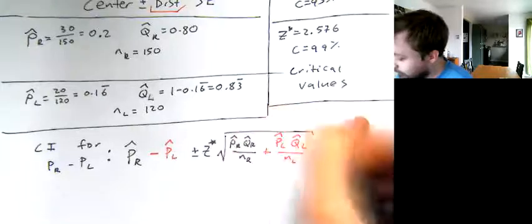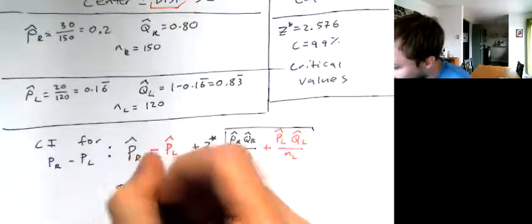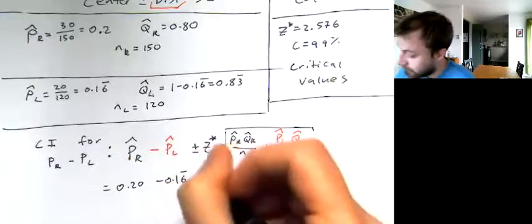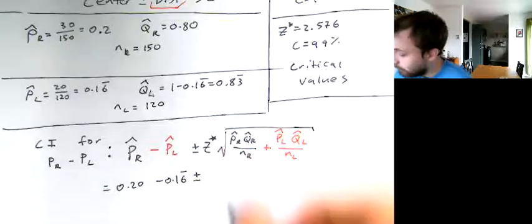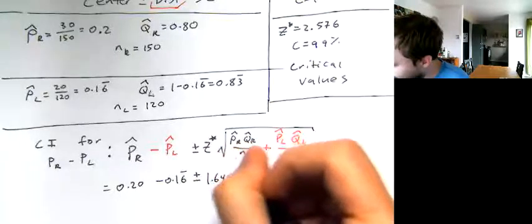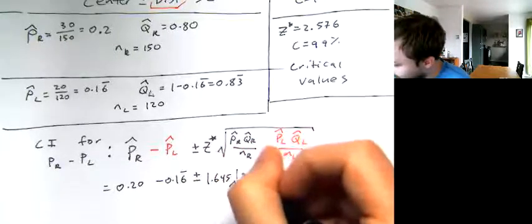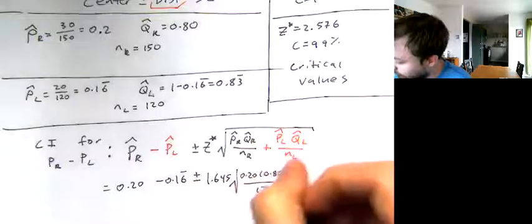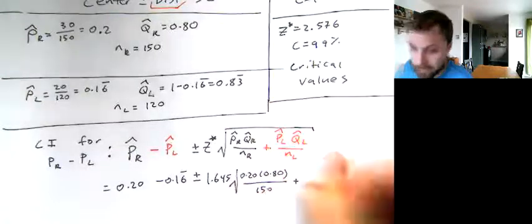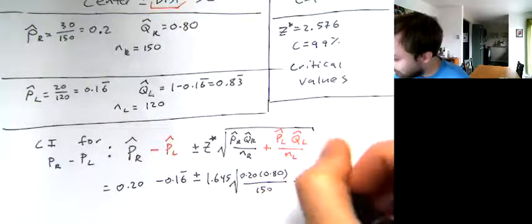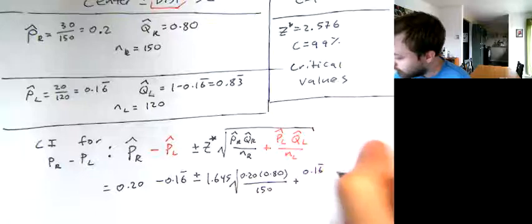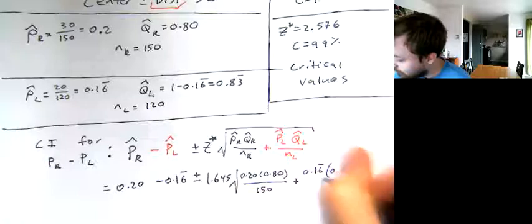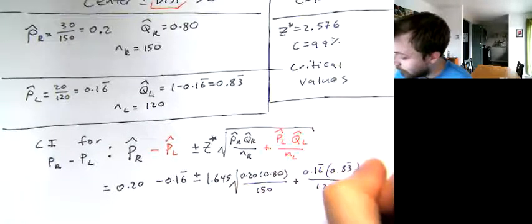So let's fill in the numbers. Success rate for right hand was 20%. Left hand was 1/6. I'm using the critical value of 1.645. I have my success rate for the right hand is 20, failure is 80, number of samples 150. Left hand, I'm doing the same thing, but with that success rate of 1/6, 5/6, and 120.